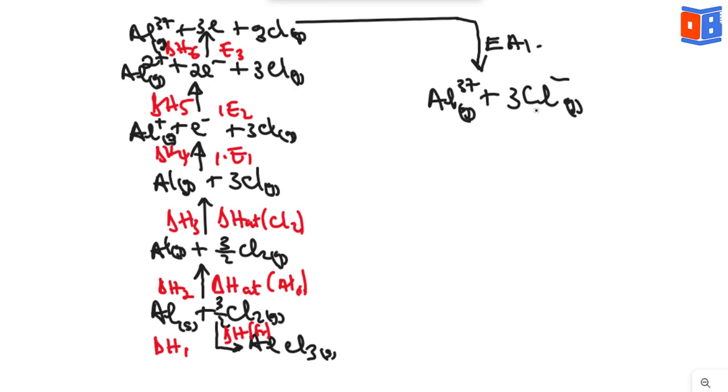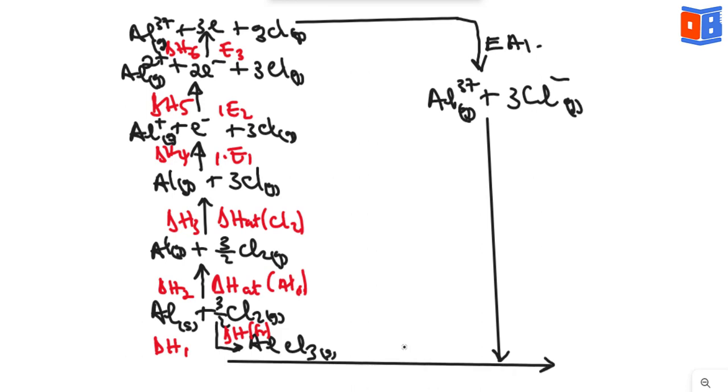Now when the 2 ions combine, the energy evolved is called lattice energy. These 2 ions will always combine to give back the same product we had, which is aluminium chloride. So this one is lattice energy. So now we have successfully drawn the Born-Haber cycle for aluminium chloride.